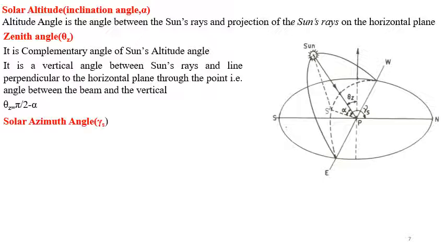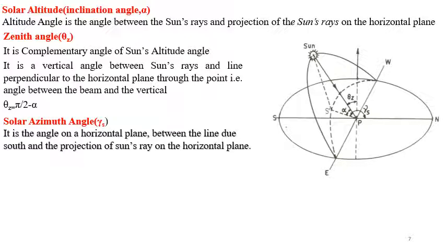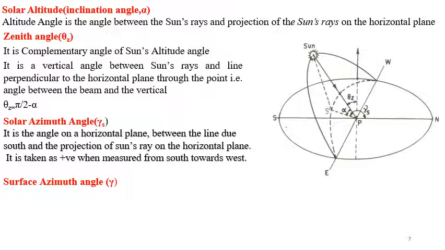Then the solar azimuth angle, gamma s, is the solar angle in degrees along the horizon east or west of north, or it is a horizontal angle measured from the north to the horizontal projection of the sun rays. This angle is positive when measured westwards.